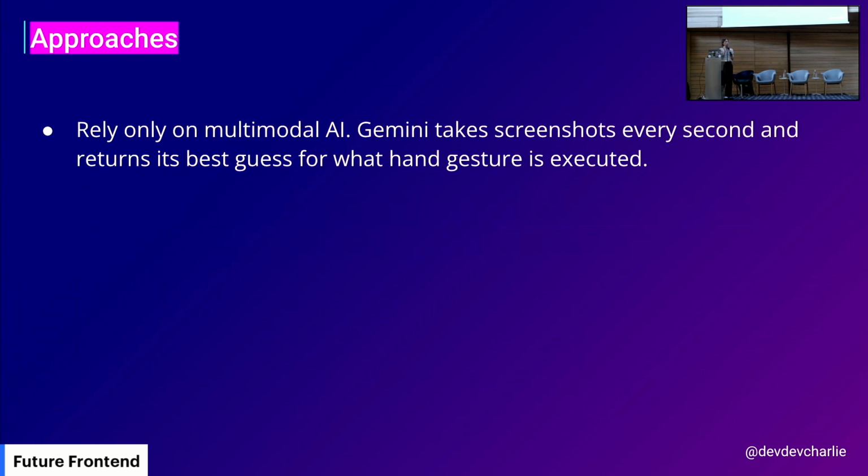Okay, so there are different approaches that I wanted to explore to be able to do this research. First of all, I wanted to see, can I rely only on multimodal AI? So Gemini would take screenshots every second or multiple times per second, it doesn't matter, and return its best guess for what hand gesture is executed. So my first approach would be no custom things. I'm just asking Gemini if it can recognize something on the screen, and from there, I will go.